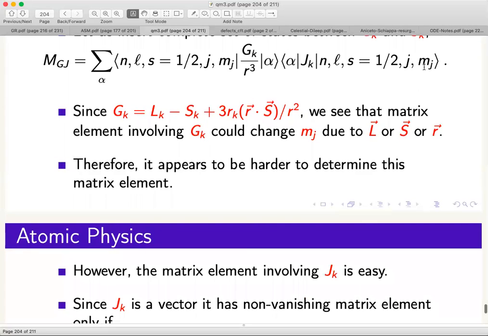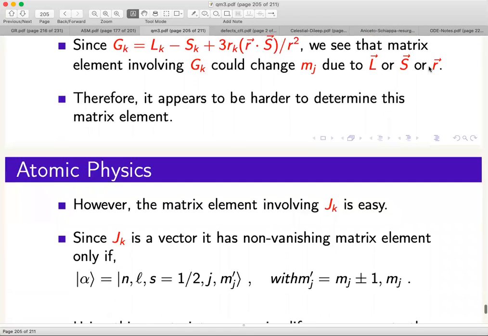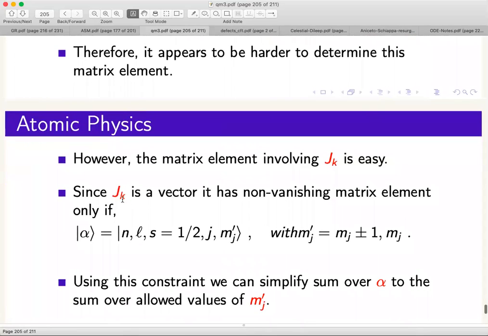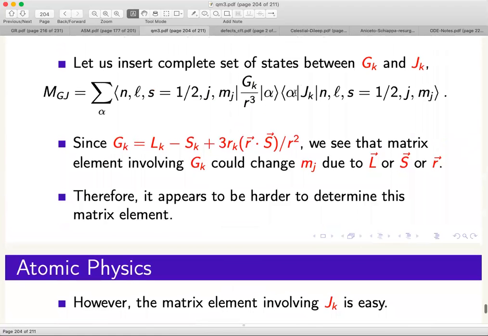Since JK is a vector operator, it can change the MJ value by plus or minus 1, or can keep it as it is. Therefore the state alpha for which JK would have a non-vanishing matrix element would have an MJ prime value, with MJ prime equal to MJ plus or minus 1, or MJ. That depends upon the value of K, whether K is 1, minus 1 or 0. But JK being a vector operator has already determined which alpha states here are going to give you a non-zero matrix element on this side.